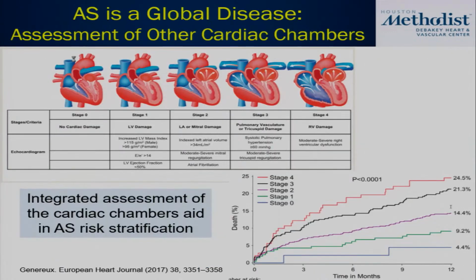We discussed a lot already about how this is a global disease. So it's not only important to look at the myocardium, but you've got to look at the left atrium. You have to look at the tricuspid valve, the right ventricle, because as we know, as more and more of these chambers are involved by the aortic stenosis, the worse the prognosis of the disease. And guess what? CMR is a fantastic tool to be able to see the entire heart.